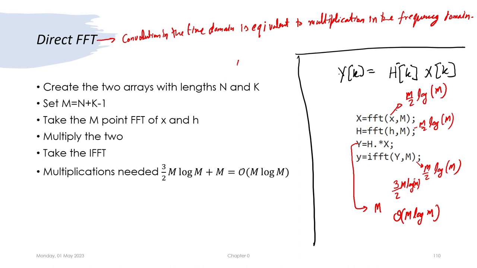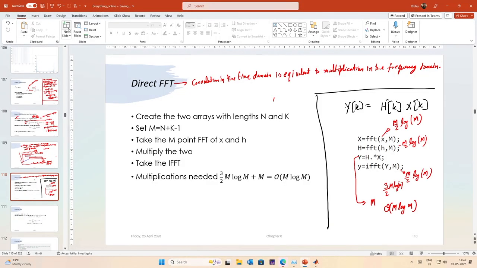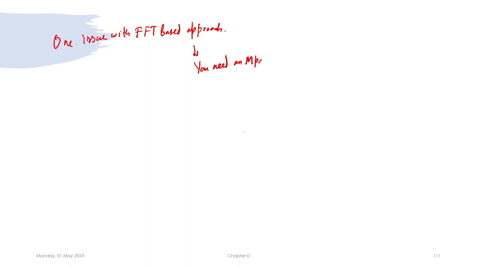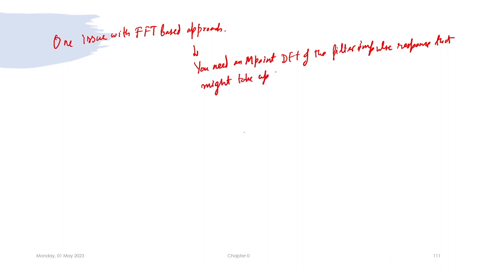But there is an issue, so I'll just add in a slide here. We should discuss that issue before we talk about the overlap add method. So one issue with the FFT based approach is that you need an M point DFT of the filter impulse response that might take up too much memory.